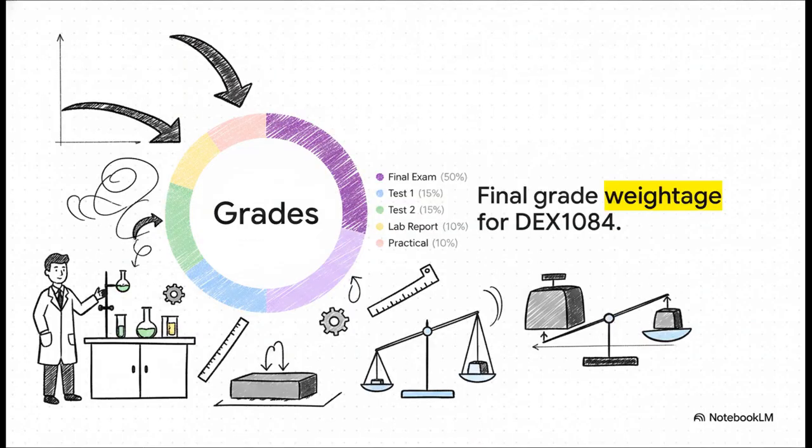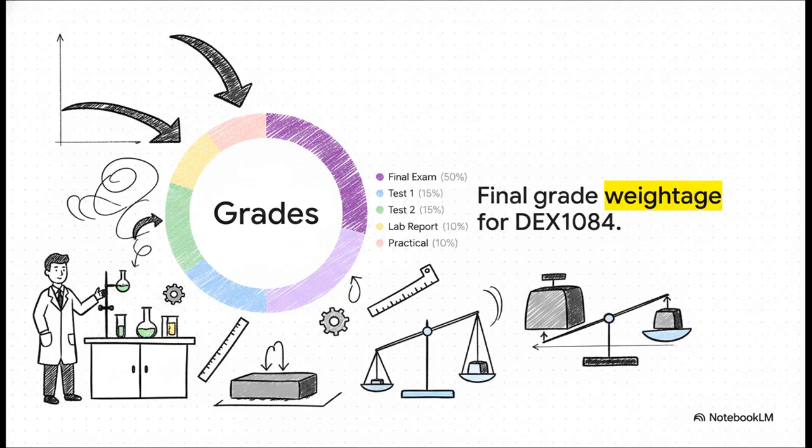And here is exactly how your final grade shakes out. It is heavily weighted toward your exams. The final examination is a massive 50% of your grade. You also have 2 written continuous assessments, Test 1 and Test 2 at 15% each. Plus, you'll be hitting the lab for a 10% lab report and a 10% practical assessment.